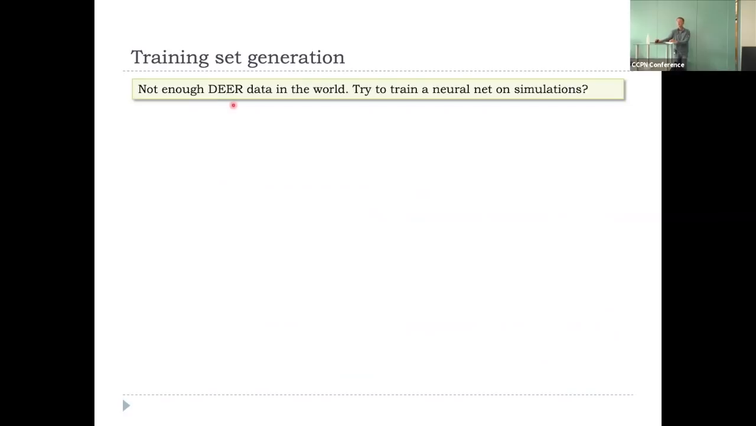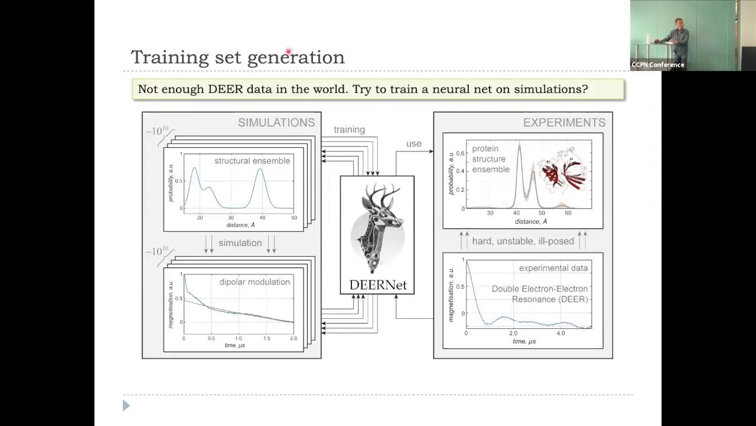But we wrote Spinach, right? A high-performance simulation package, so we can try and train them on simulations if we model everything that can go wrong, all the noise, all the distortions, all the phases, and so on. And so what we can do is in our simulations, and there's 10 to the 10 instances of that, we create distance distributions of realistic structural ensembles. We run 10 to the 10 simulations, add all the complications associated with real instruments, and we train a neural net. And then when an experiment arrives, we send it through the neural net and hopefully get our distance distribution out.